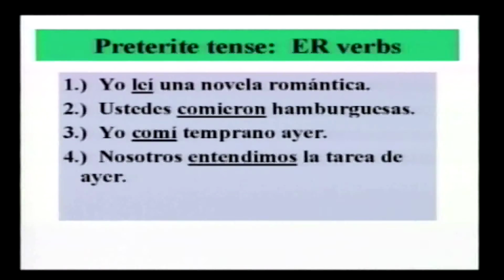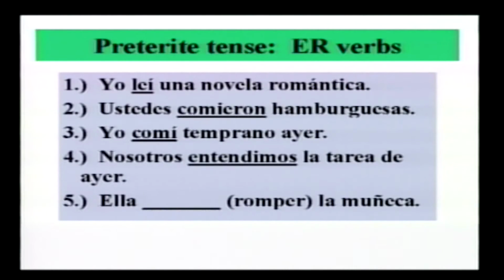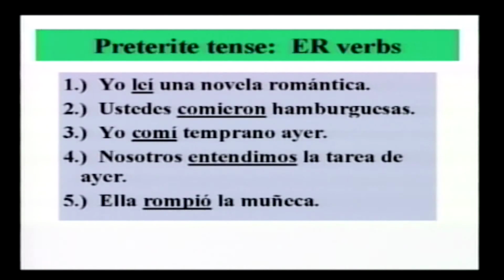Entendimos. Good. The last example for ER verbs in the preterite tense. Ella broke. Romper is to break. La muñeca. Muñeca is doll. Ella rompió. She broke the doll.